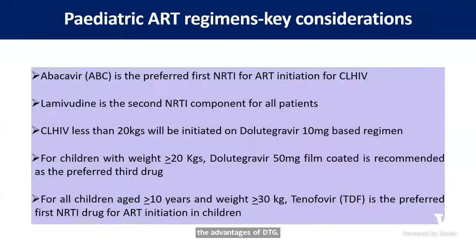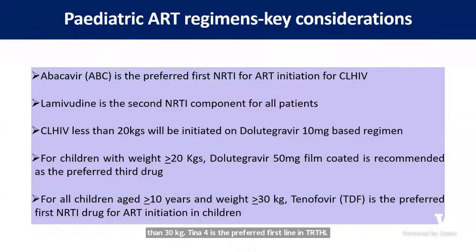Now, ART regimen currently: abacavir is the preferred first-line NRTI for ART initiation of CLHIV. Lamivudine is the second NRTI component for all patients, and CLHIV less than 20 kgs will be initiated on a dolutegravir 10 mg based regimen. For children with weight above 20 kgs, dolutegravir 50 mg film coated is recommended as the preferred third drug. For all children aged more than 10 years and weight more than 30 kgs, tenofovir is the preferred first-line NRTI drug for ART initiation in children, just like adults.